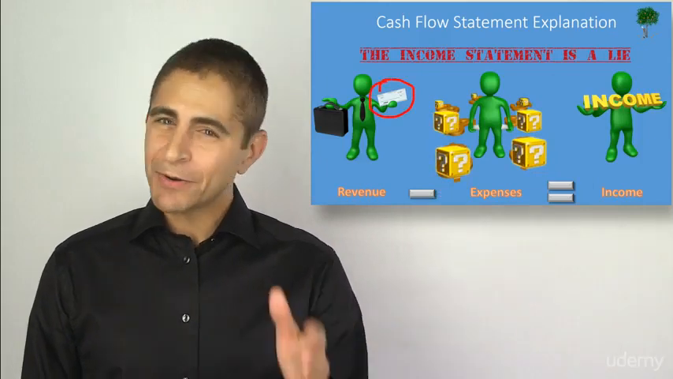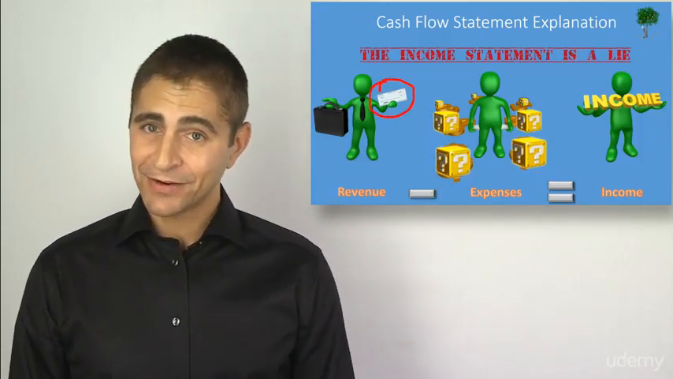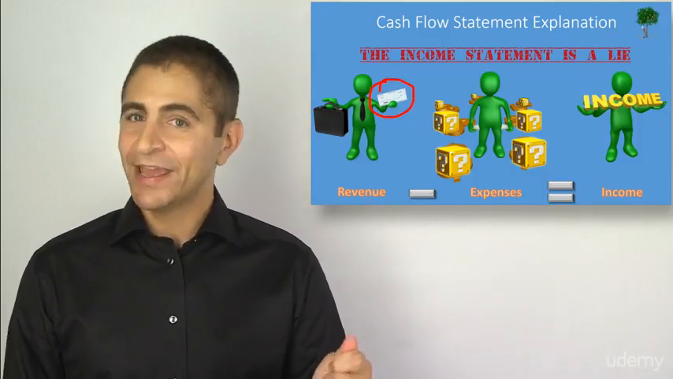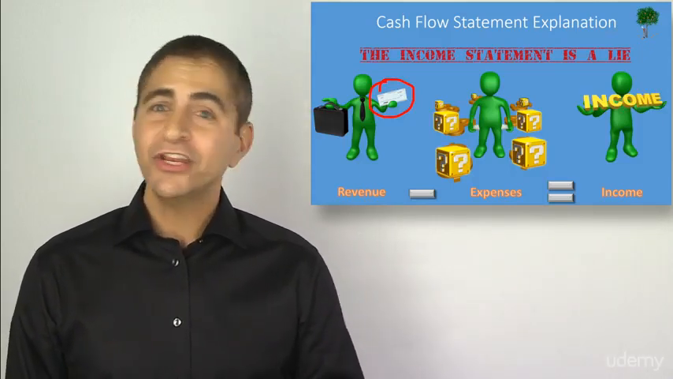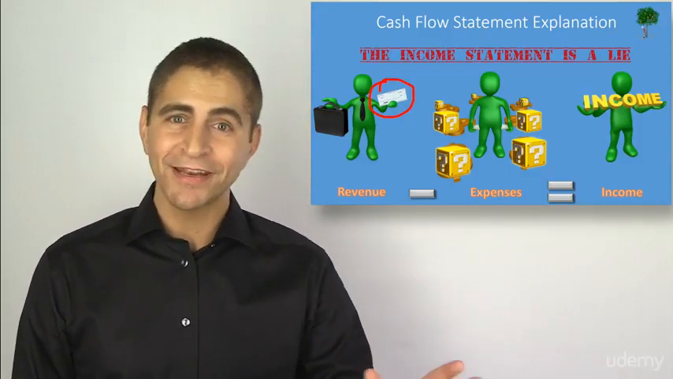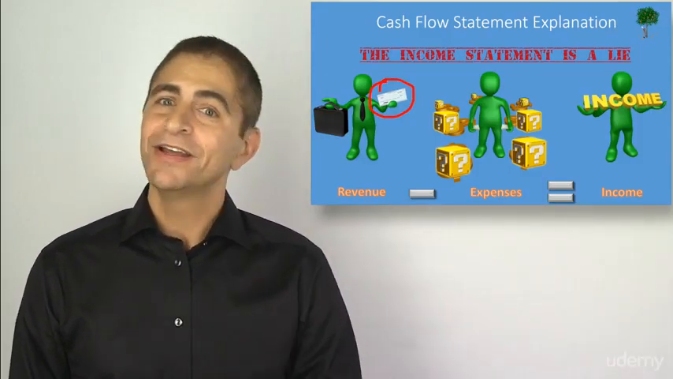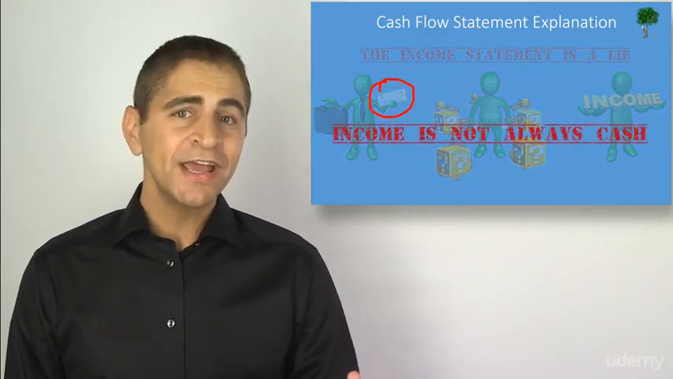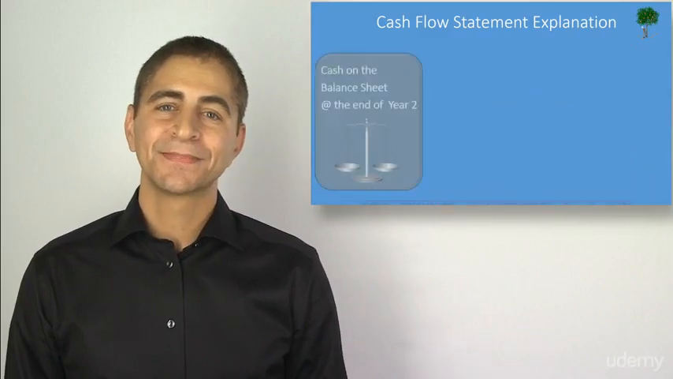So think about it this way. If you get paid, and you have a check, and the check is post-dated, you can't cash it for a couple of weeks. Then you didn't get that cash yet. And so the income statement is not correct. That's not revenue yet. I mean, it is revenue, but it's not cash revenue. So income is not always cash.